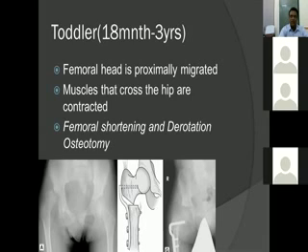Coming to the patient in the walking age group, the toddler of 18 months to 3 years. Here the femoral head is proximally migrated and the capsule and everything is contracted. Even with open reduction, one won't be able to bring the femur down to the acetabular level. So how to bring the femoral head down into the acetabulum? We'll do a femoral shortening osteotomy. We'll remove a segment of the femur and then bring the femoral head down to the acetabulum and do a derotation osteotomy to keep it in the acetabulum.